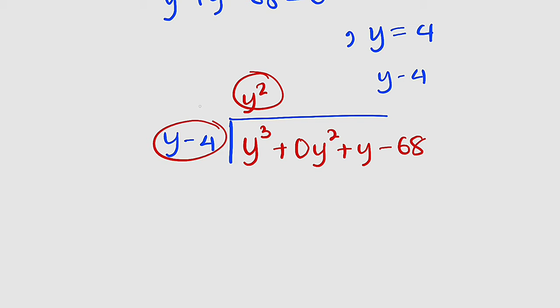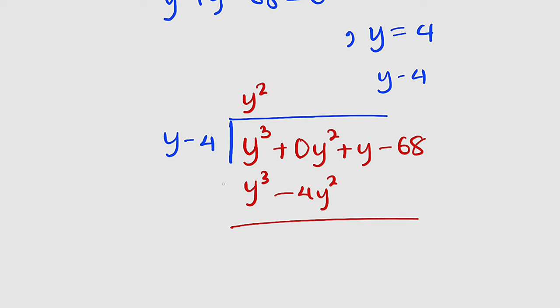Take y squared, multiply by these 2 terms. We have y squared times y is y to the third power. Y squared times negative 4, that is negative 4y squared. Subtract. This minus this is 0. This minus this is positive 4y squared. Then bring down the rest of the terms.